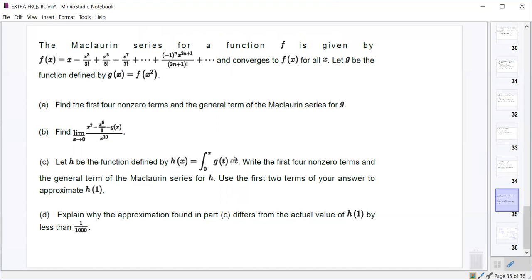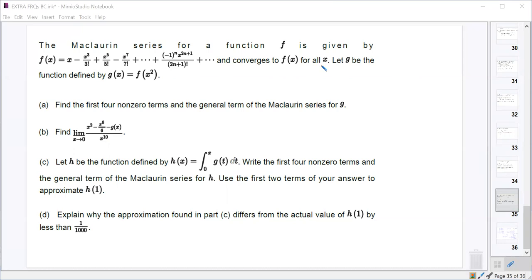So we're given a Maclaurin series for f: x minus x cubed over 3 factorial, plus x to the 5th over 5 factorial, minus x to the 7th over 7 factorial, and so on. They've given us the formula for it there. We should know what that formula represents, right? What does that one represent? Yeah, that's correct, Adrian. That one should be sine. All right, good.